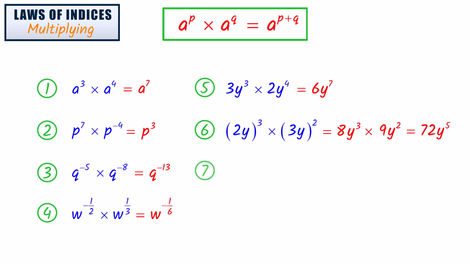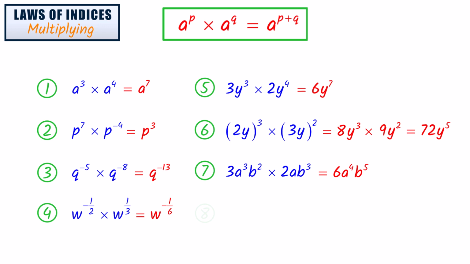For number 7, we have 3a cubed times b squared times 2a times b to the power of 3. Notice that the a in the second term doesn't look like it's got a power, but actually it does. Any variable on its own is to the power of 1. So let's first multiply the numbers to give 6, then multiply the a's to give a to the power of 4, then multiply the b's to give b to the power of 5. So this gives 6a to the power of 4 times b to the power of 5.